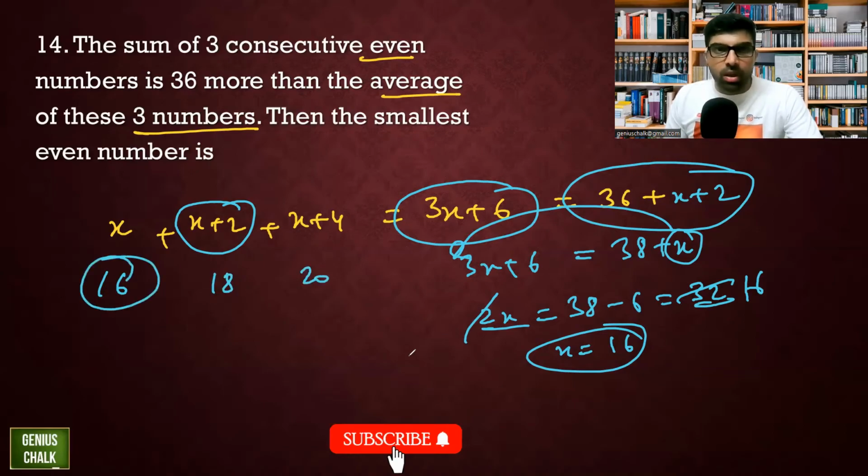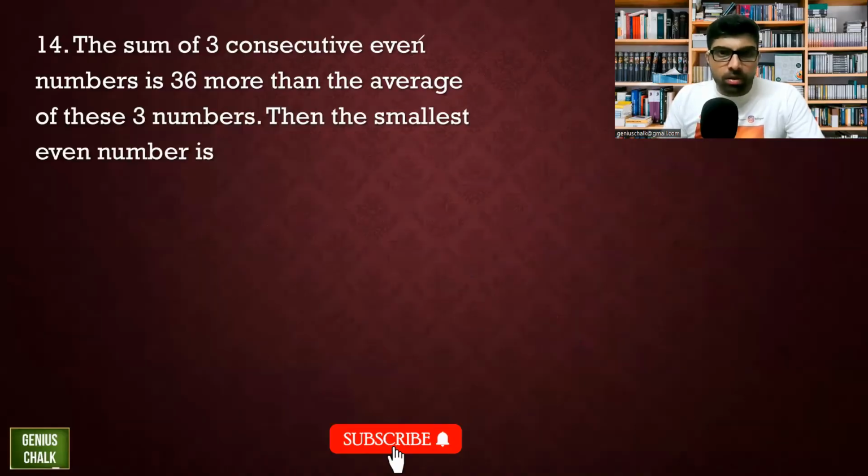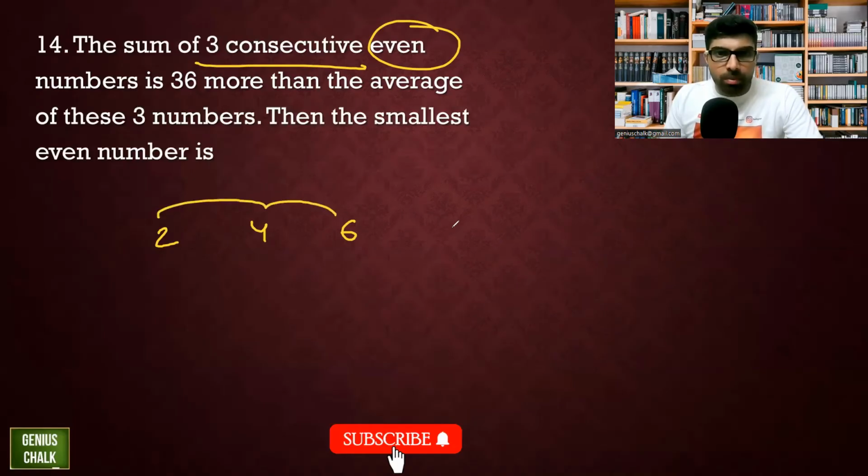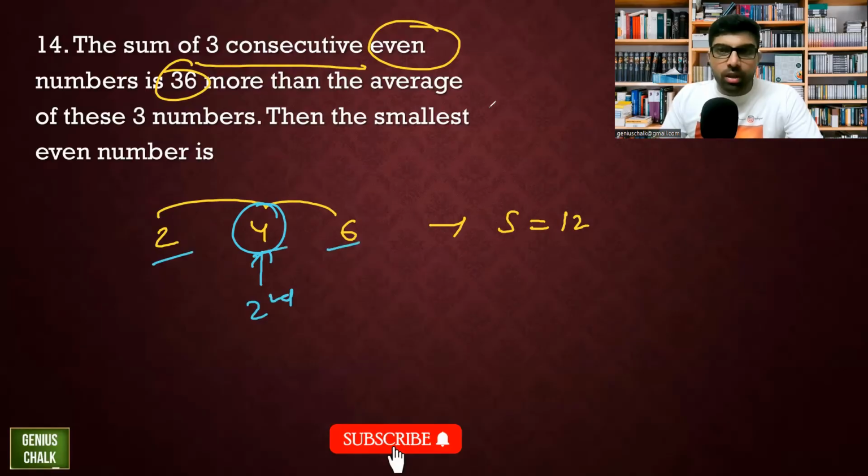This is the basic approach. Now, take some random numbers. What are the first 3 consecutive even numbers? 2, 4, 6. What is their sum? 2 plus 4, 6, plus 6, 12. So the sum is 12. Now it is saying the sum is 36 more than the average. What is the average? The average is the middle term, the second term, right? There are 3 terms, so the average is the (3 plus 1) by 2, that is the 2nd term. The second term is 4, so the average is 4.